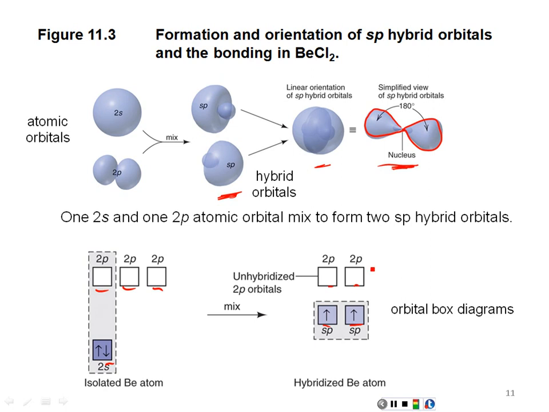And notice also, when we mix two orbitals, the energy level is somewhere in the middle. So it's higher energy than the 2s orbital, but lower energy than the 2p atomic orbital. Beryllium would start with 2 electrons in the 2s atomic orbital. Now, because of Hund's rule, 1 electron would go into each sp hybridized orbital.